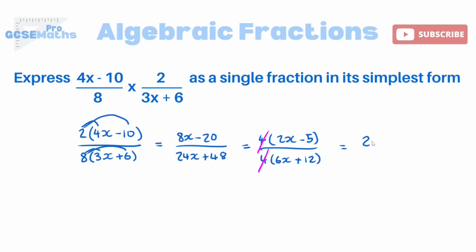We get 2x minus 5 at the top, and 6x plus 12 at the bottom. It feels like I should be able to simplify it more, maybe by 2, but as you can see, the 5, I can't divide 5 by 2. The other 3 terms I can, but not the 5, so therefore that's it. That's the most simplified I can get. I've got 2x minus 5 over 6x plus 12.